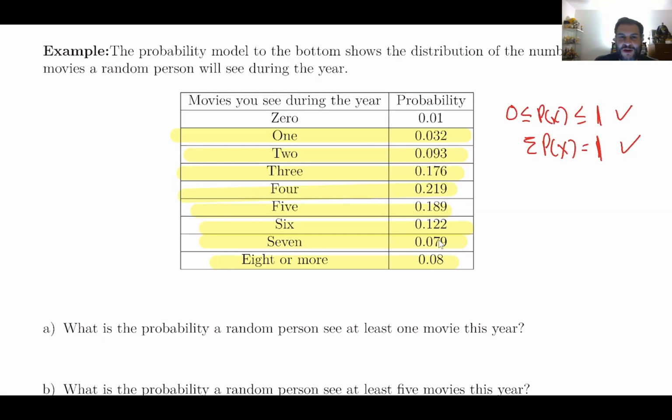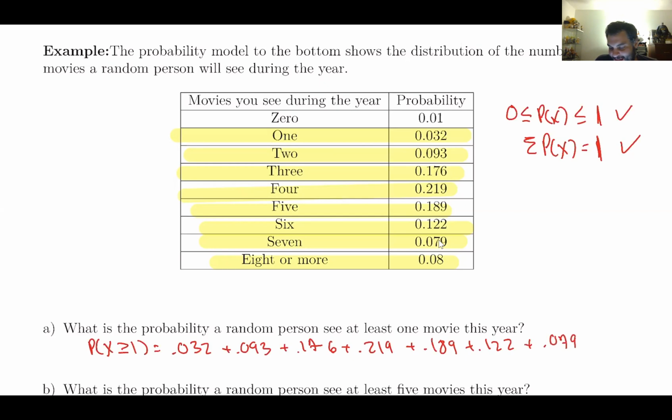So if I want to find the probability of somebody watching at least 1 movie, I could go ahead and do 0.032 plus 0.093 plus 0.176 plus 0.219 plus 0.189 plus 0.122 plus 0.079 plus 0.08, and that will give me the correct answer. But what would be an easier way to do this?